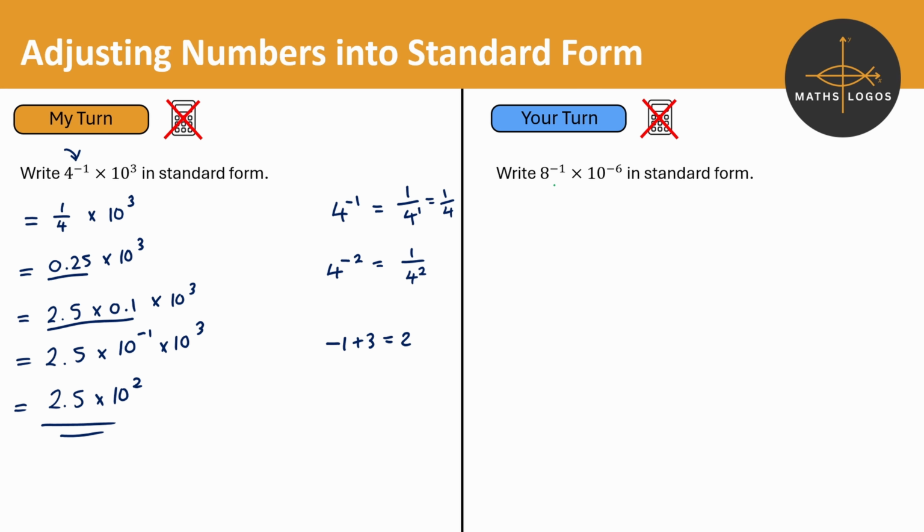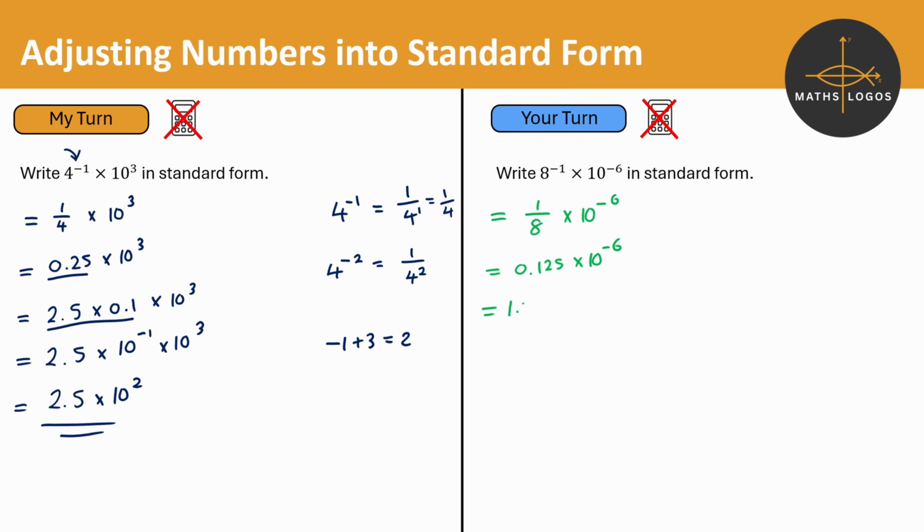So write 8 to the power of negative 1 multiplied by 10 to the power of negative 6 in standard form. So 8 to the power of negative 1 is equal to 1 over 8 multiplied by 10 to the power of negative 6. Got to remember that part. And 1/8 is 0.125 as a decimal. And then I'm multiplying that by 10 to the negative 6. Let's go ahead and turn our 0.125 into standard form.